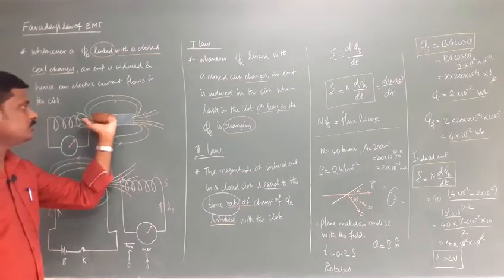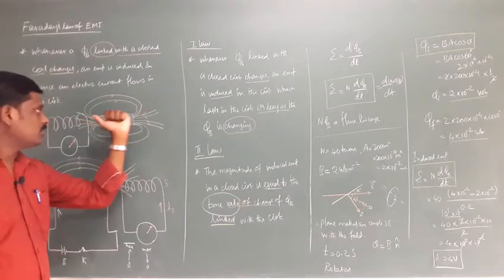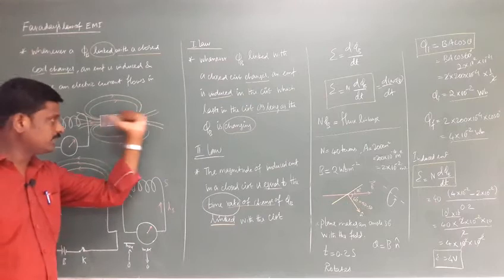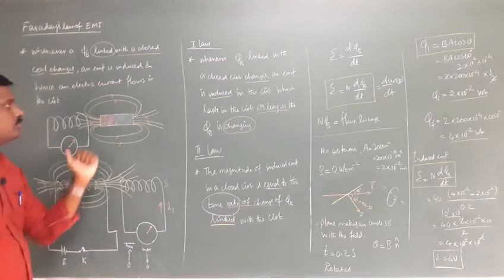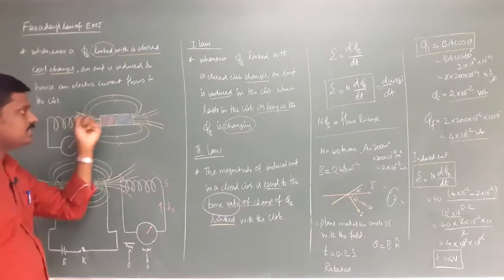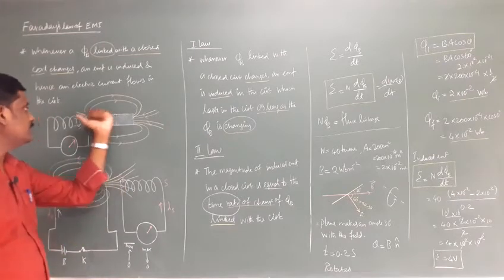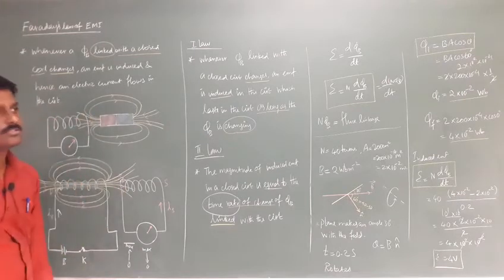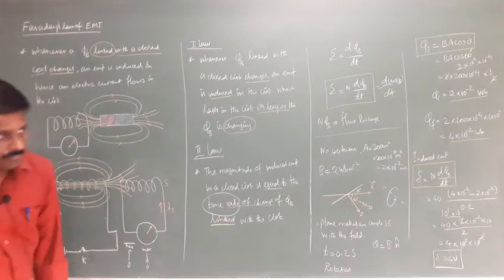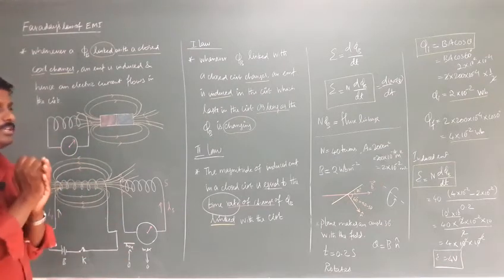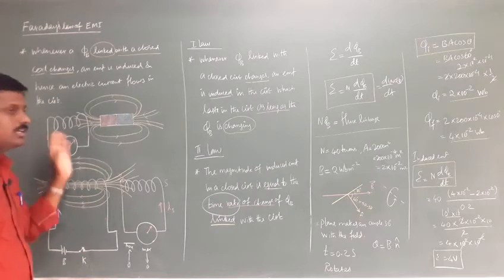Now I am going to move the bar magnet away from the coil. So again there is a change in magnetic flux linked with the coil. Again there is a deflection. Now I am placing the magnet just inside the coil, but there is no deflection in the galvanometer. So the production of current, that is, the induced EMF, is sensed using the galvanometer.